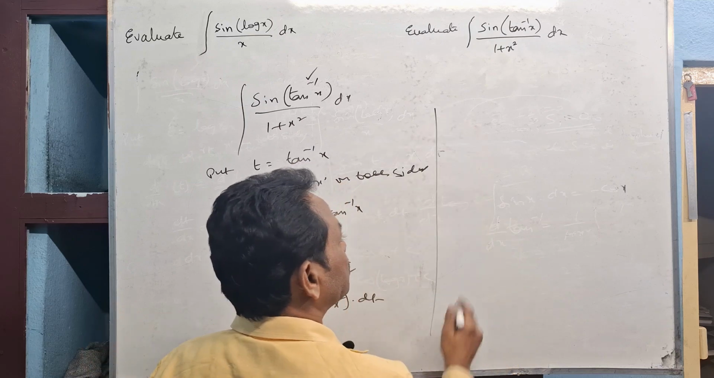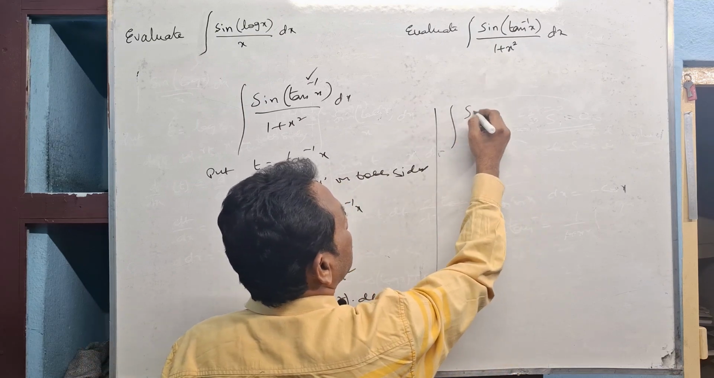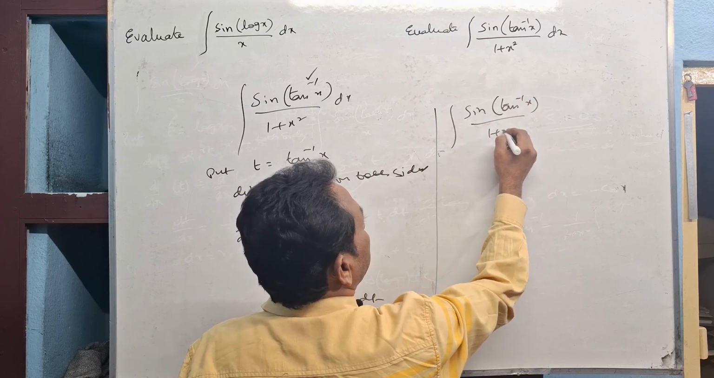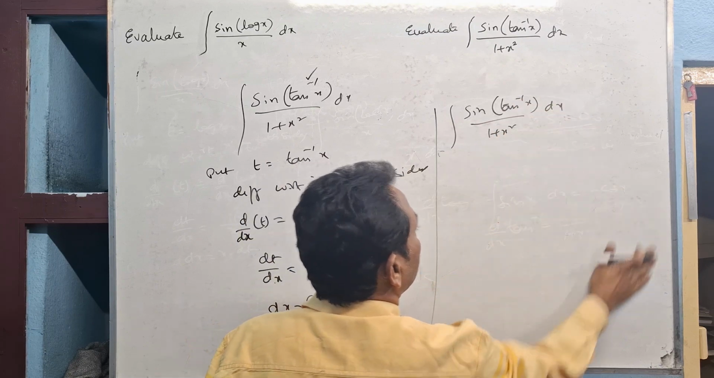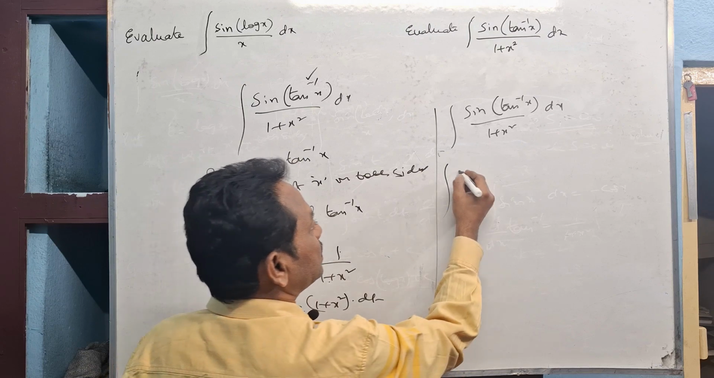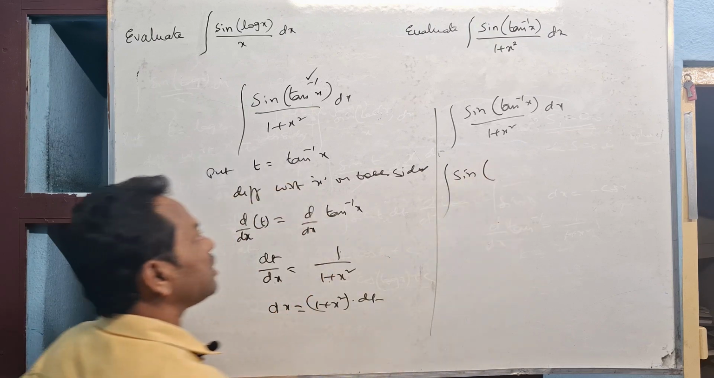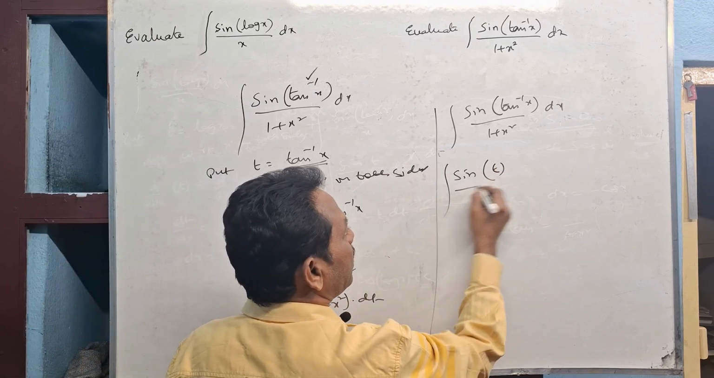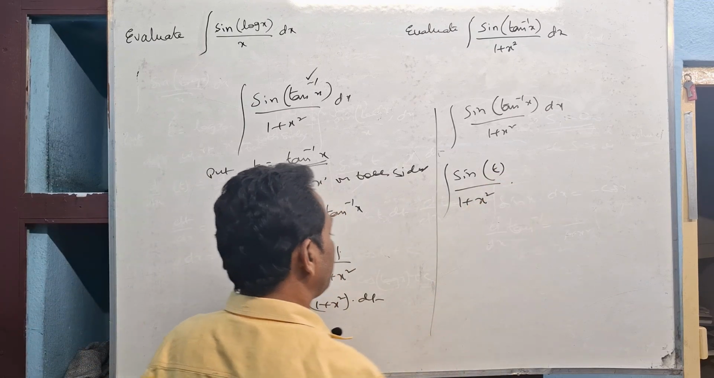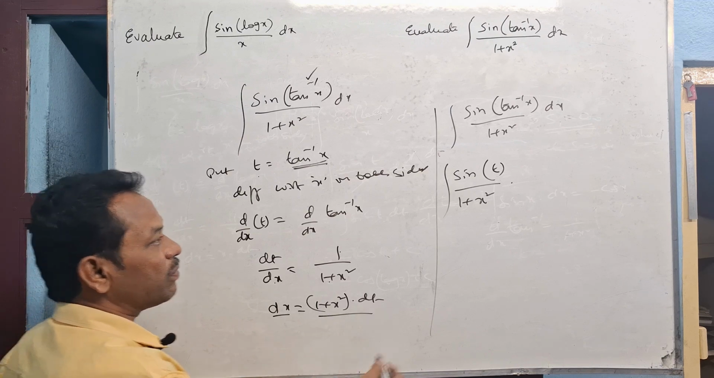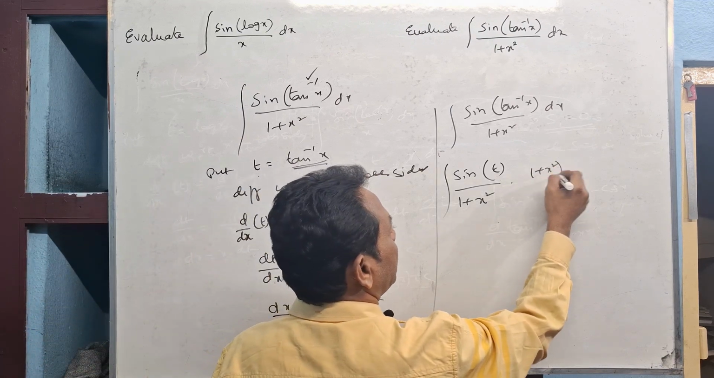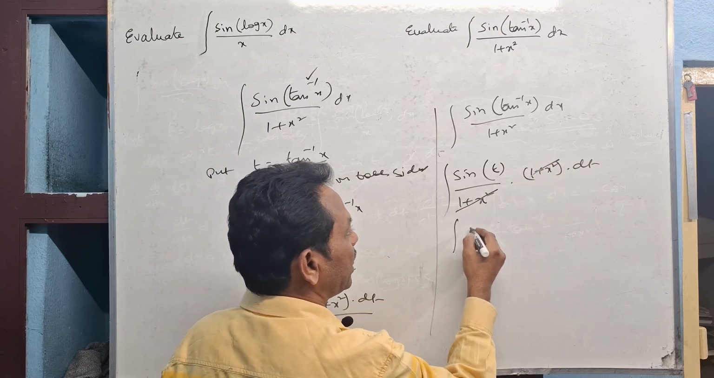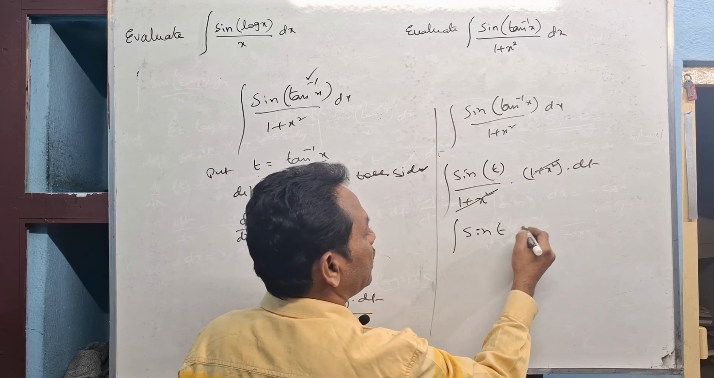So actually the question is integration of sine of tan inverse x by 1 plus x square dx. Now this can be written as sine of tan inverse x, the value of tan inverse x is t, by 1 plus x square into the dx, nothing but 1 plus x square into dt. So let me cancel these two. So now we have sine t dt.